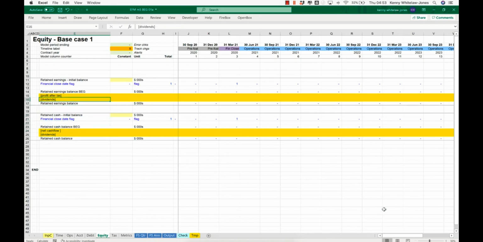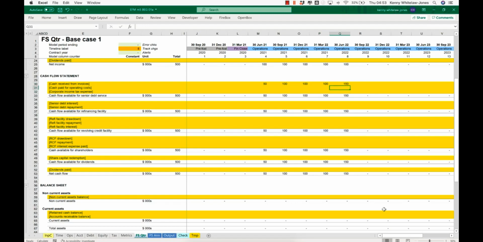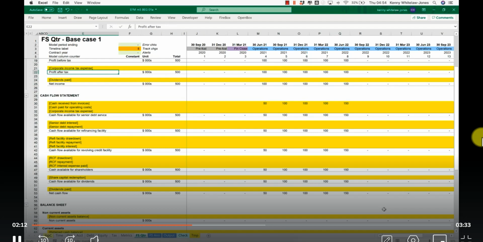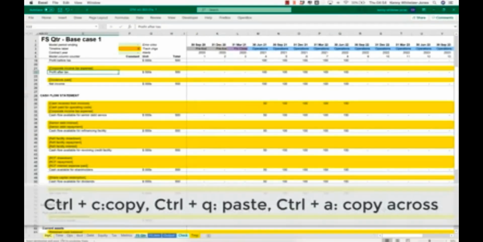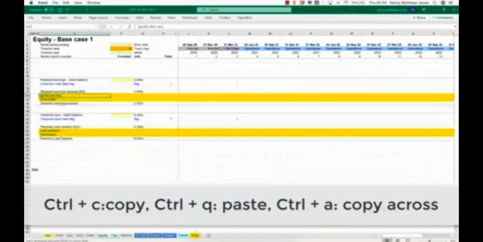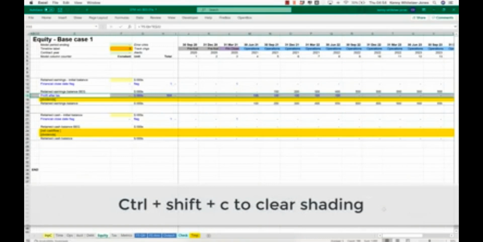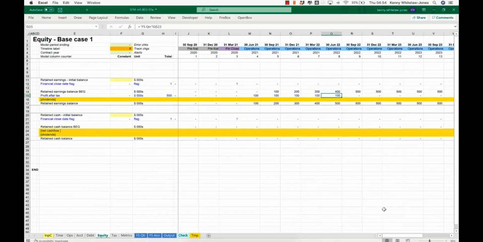So let's go and grab our ingredients from our financial statements. Our net income, well, here I'm going to take my profit after tax number because we want the amount before the dividend is paid. So if I take that to my equity sheet, clear that out now, then we can see that that balance is building up, right? We've got 100, 200, 300, 400. That balance of retained earnings is building up because we're not making any distributions.